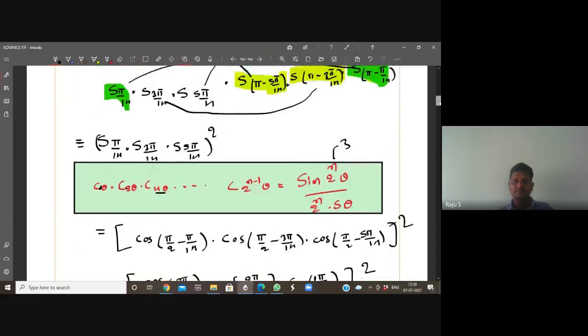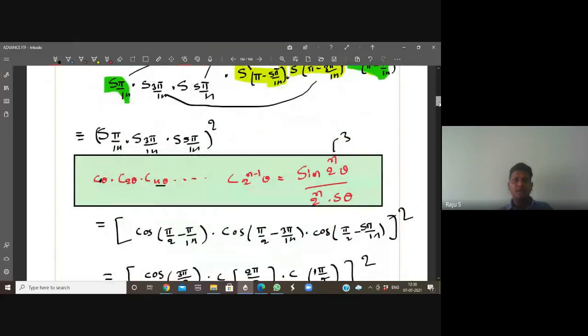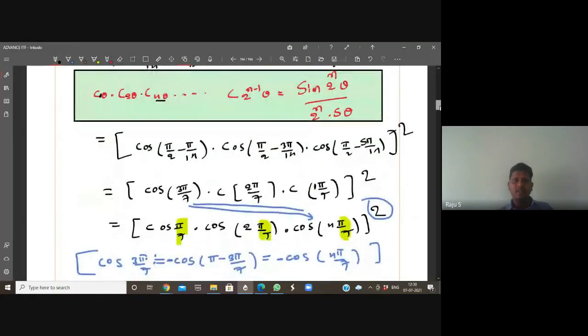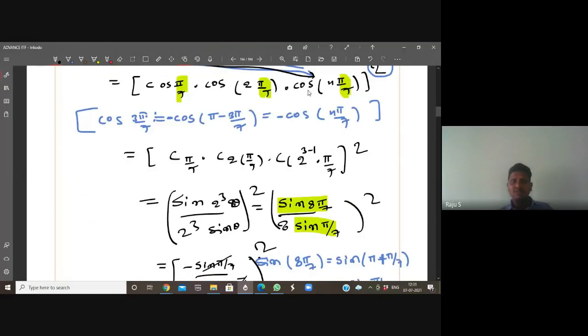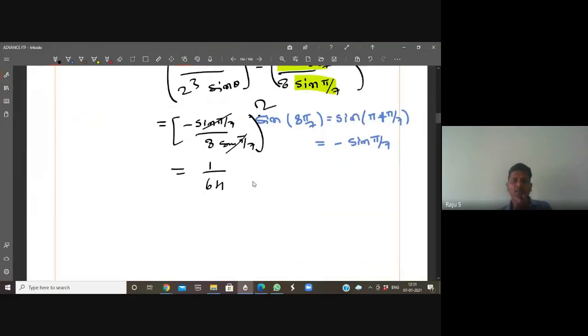Very important. So I have written it like a whole square. After that I converted it in terms of cos. Here cos 3 pi by 7 we got, and I converted it into 4 pi by 7. This belongs to a standard formula, where theta value is pi by 7 and n value is 3. I applied that property, and finally simplified, we got 1 by 64.